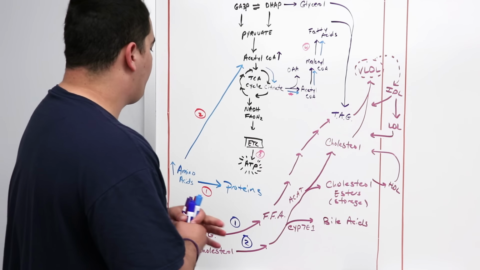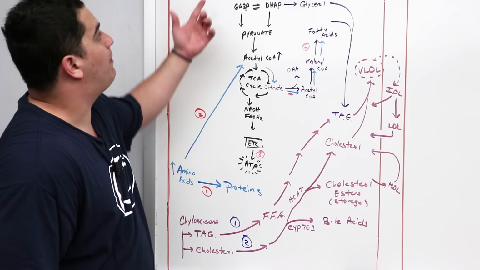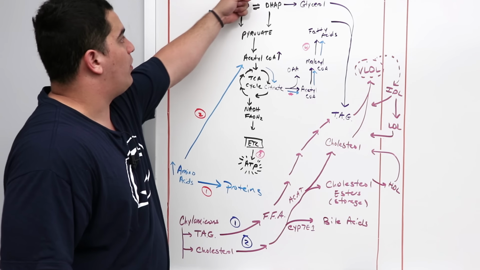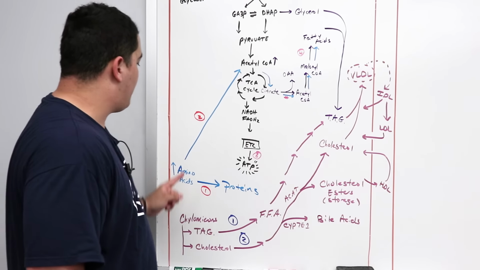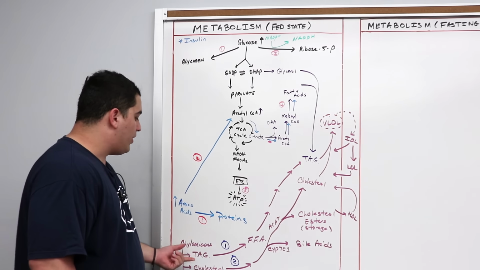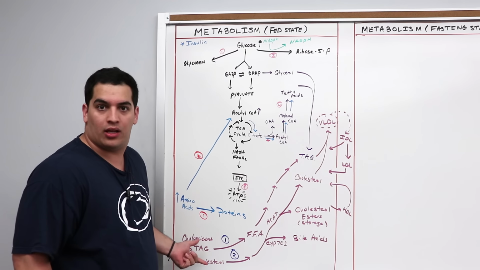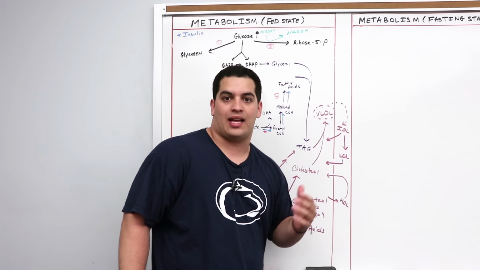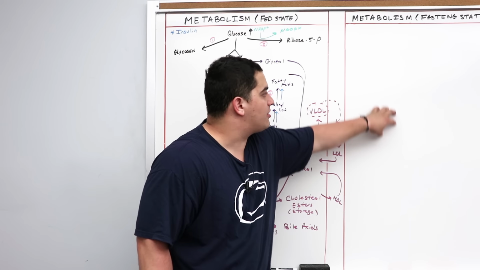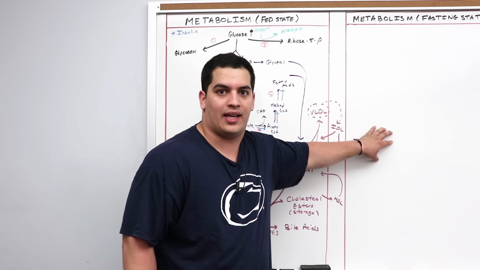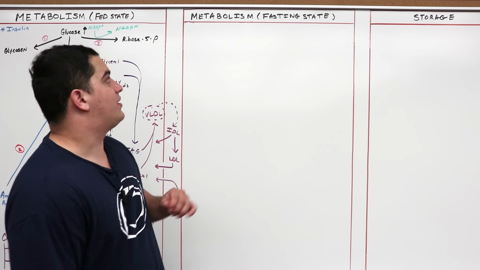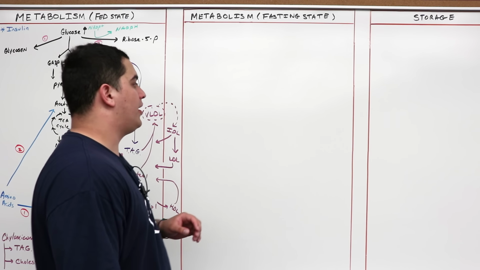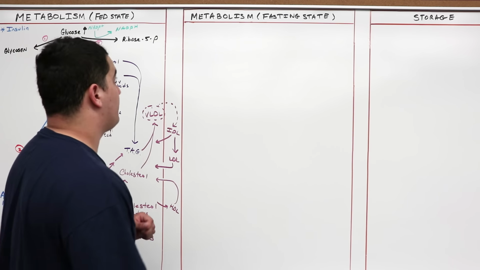Okay, now we've gotten a really good understanding of what's happening in the actual fed state with glucose. We know what's happening in the basis of amino acids, and we know the basis that is happening with the fat molecules. Now I want to take it a next step, and I want to see the metabolism occurring in the liver during the fasting state. All right, so now we're going to look at the metabolism that is occurring in the liver in the fasting state.